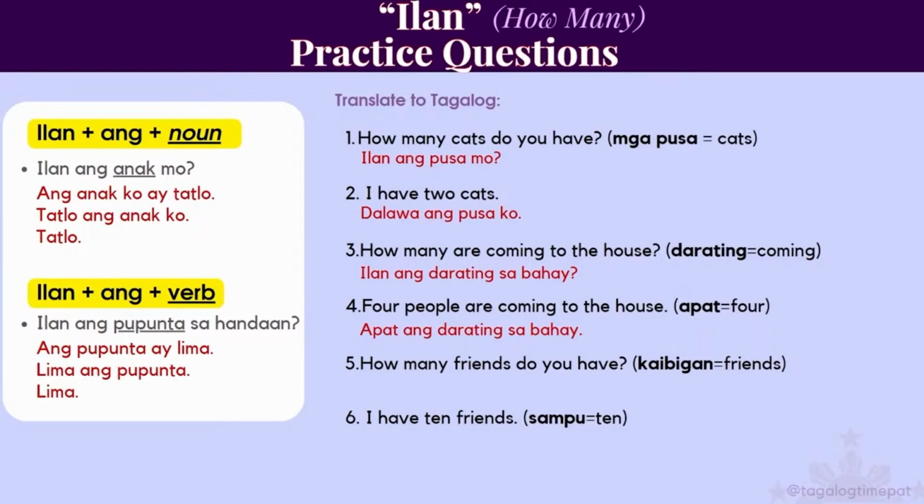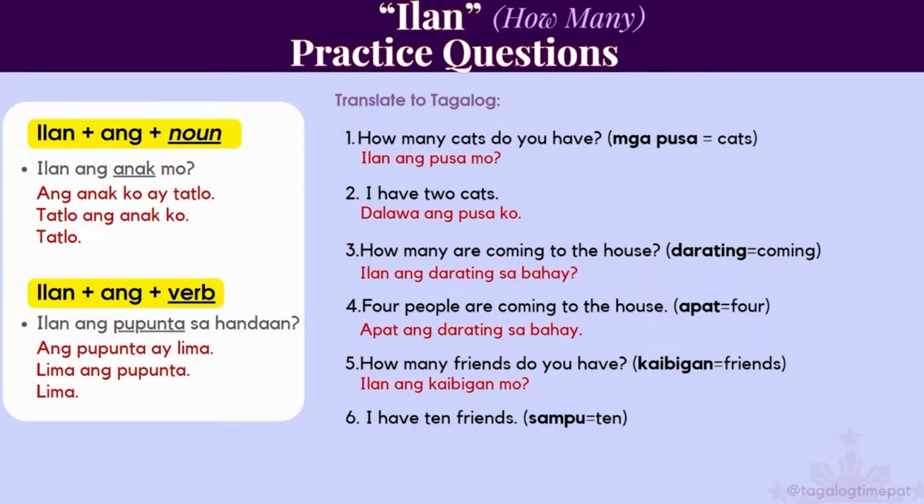Number 5, how many friends do you have? Kaibigan is friend. Mga kaibigan would be friends. Ilan ang kaibigan mo? How many friends do you have? Also, you could say, ilan ang mga kaibigan mo? That is also correct, but remember, you don't have to add it.